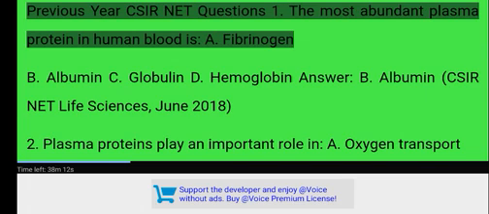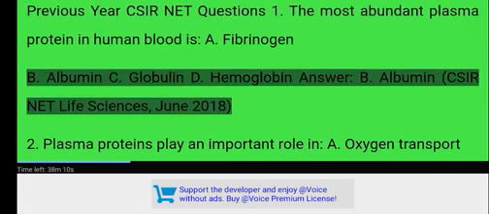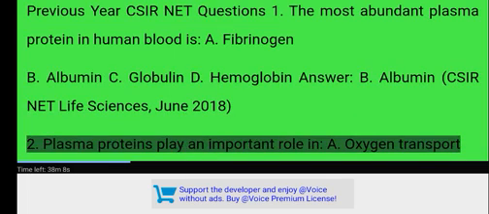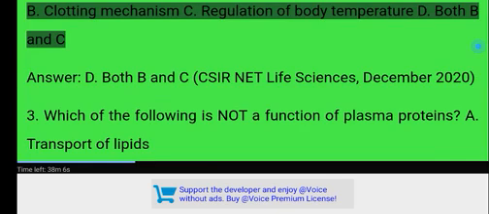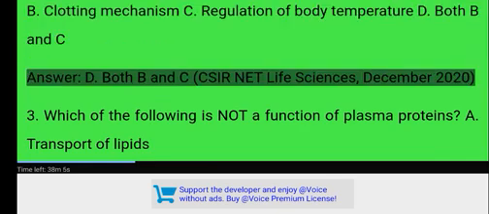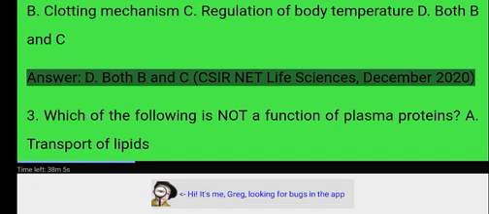1. The most abundant plasma protein in human blood is: A, fibrinogen. B, albumin. C, globulin. D, hemoglobin. Answer: B, albumin. CSIR NET Life Sciences, June 2018. 2. Plasma proteins play an important role in: A, oxygen transport. B, clotting mechanism. C, regulation of body temperature. D, both B and C. Answer: D, both B and C. CSIR NET Life Sciences, December 2020.